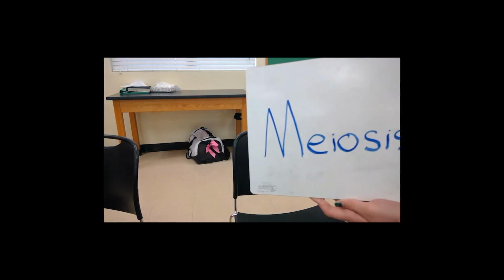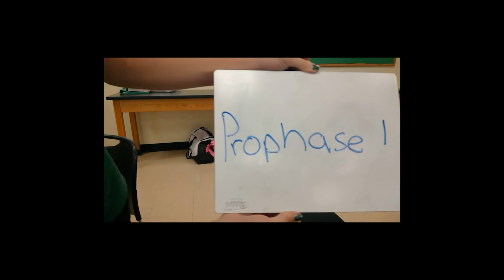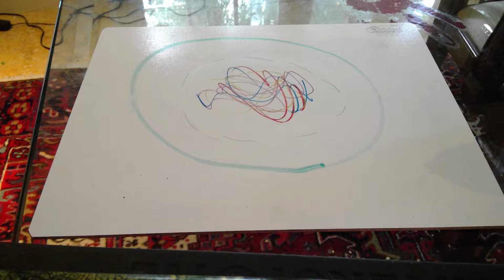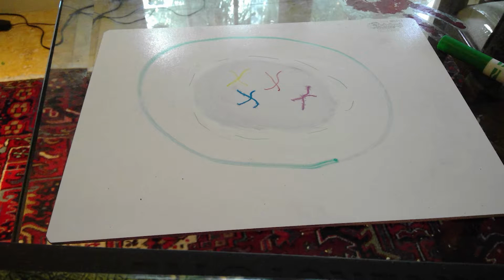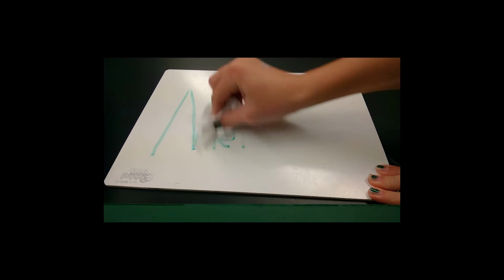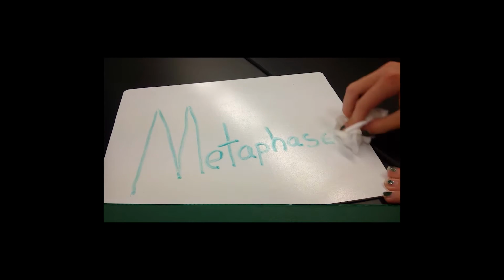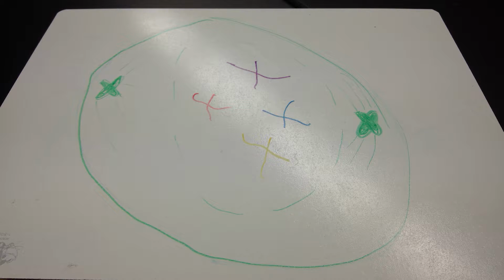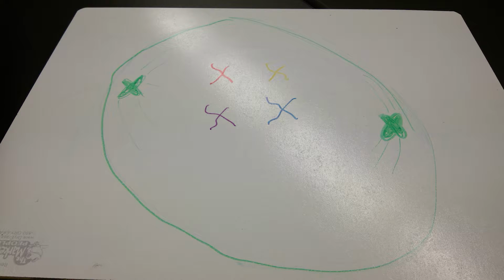In meiosis 1, the first phase is prophase 1. In this phase, the nuclear membrane starts to break down and the chromatin condenses into chromosomes. The next phase is metaphase 1. In this phase, the nuclear membrane completely breaks down and chromosomes line up on spindle fibers.